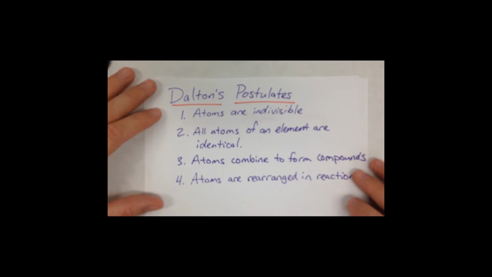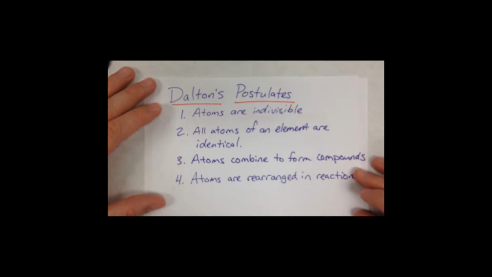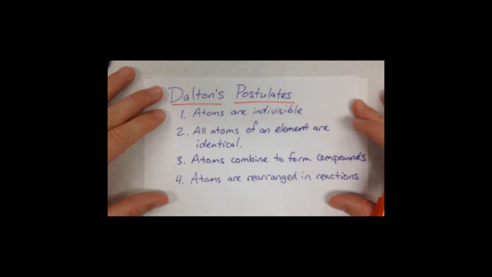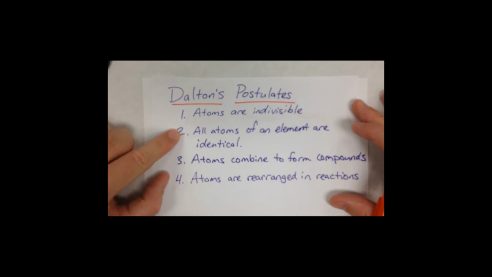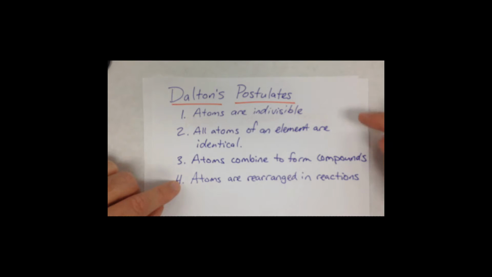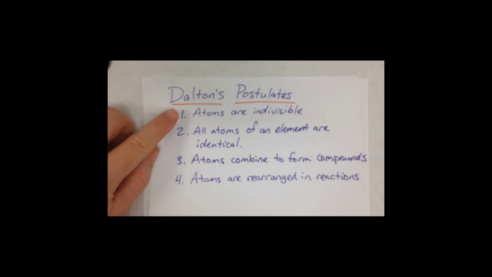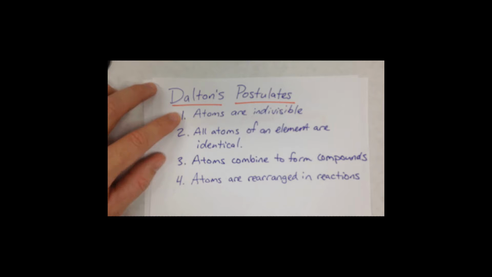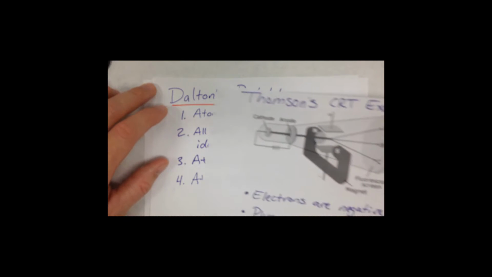So for modern atomic theory, the first thing that you need to know are Dalton's postulates. Dalton has 4 postulates. His model of the atom is quite simple, just a ball, but atoms are indivisible, all atoms of an element are identical, atoms combine to form compounds, and atoms are rearranged in reactions. Now, several of these postulates are thrown out the window pretty quickly. Atoms are indivisible. We know that atoms are divisible because there are protons, neutrons, and electrons.